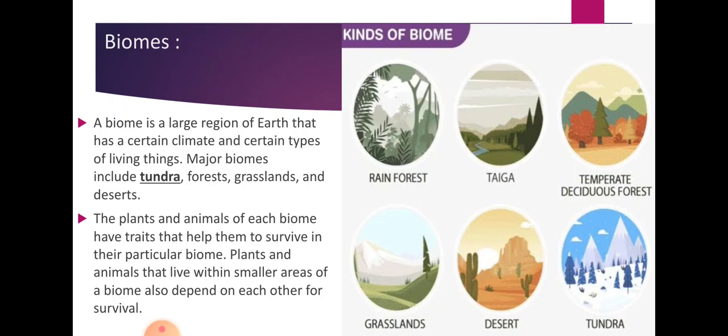The plants and animals of each biome have traits, meaning they have adapted themselves to survive in the particular biome. Plants and animals that live within the smaller areas of a biome also depend on each other for survival.